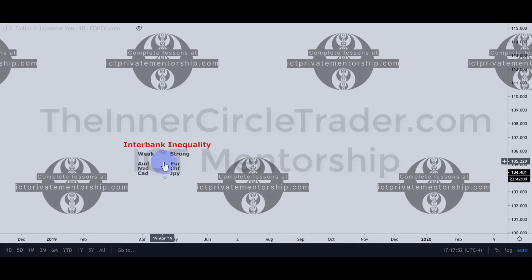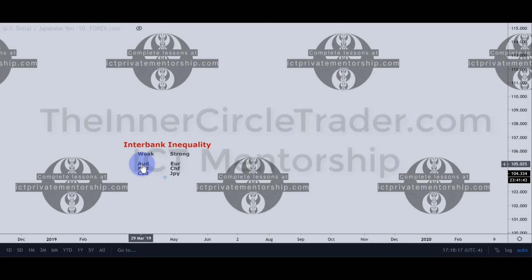Whereas if we looked at the stronger pair leader, it was Euro. So with the dollar, it would be Euro dollar. So again, when you're looking at the Euro dollar chart, you're looking at the price action of Euro in relationship to dollar.